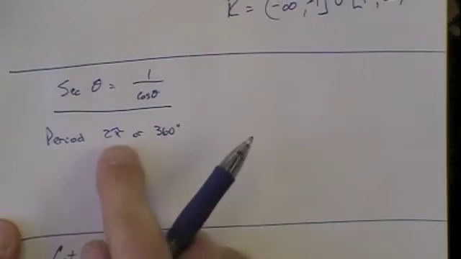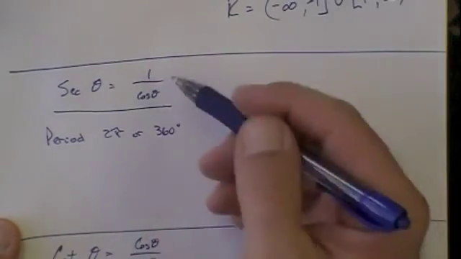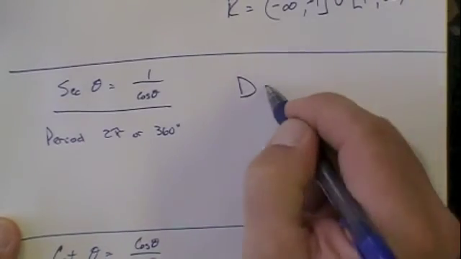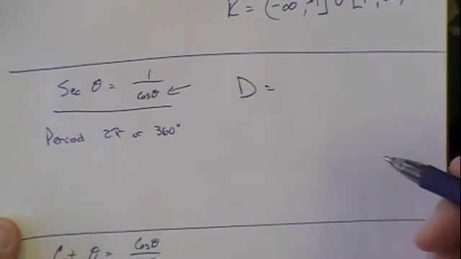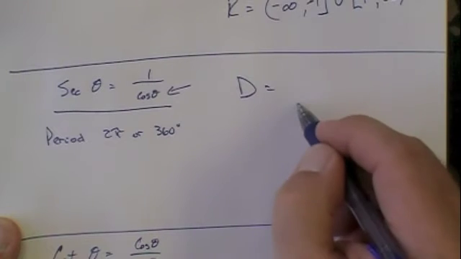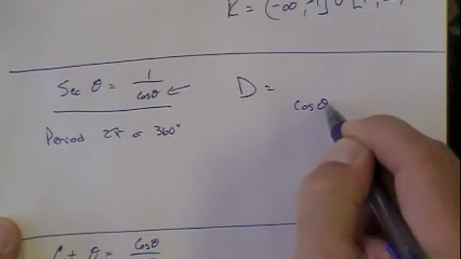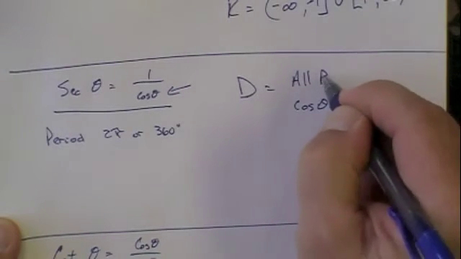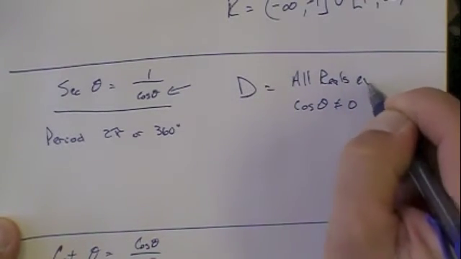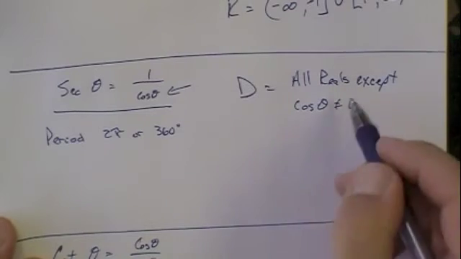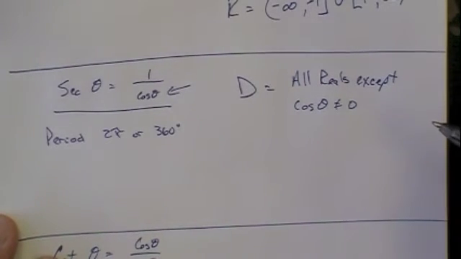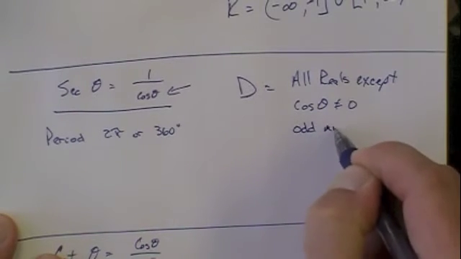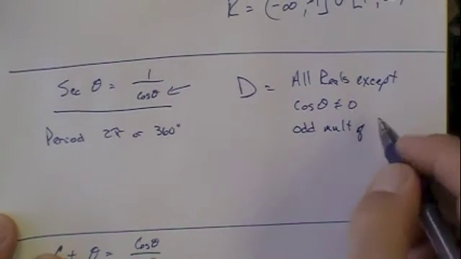Same idea then when we look at the secant. All right, again, our period is going to be 2 pi or 360 degrees because we're talking about the reciprocal of cosine. And again, our domain, we have to watch out for when cosine of theta is equal to 0. We can't have that here. So we have all reals except for when cosine of theta is equal to 0. And again, that happens on odd multiples of pi over 2.